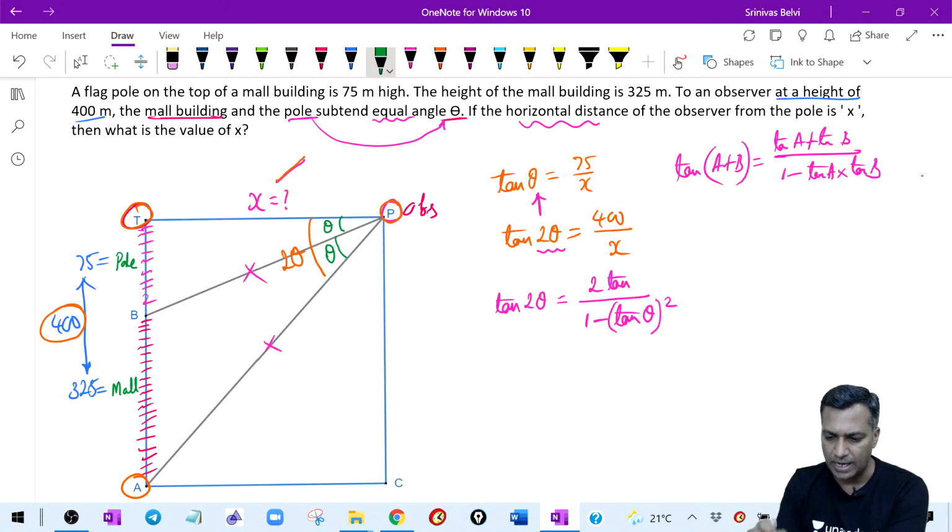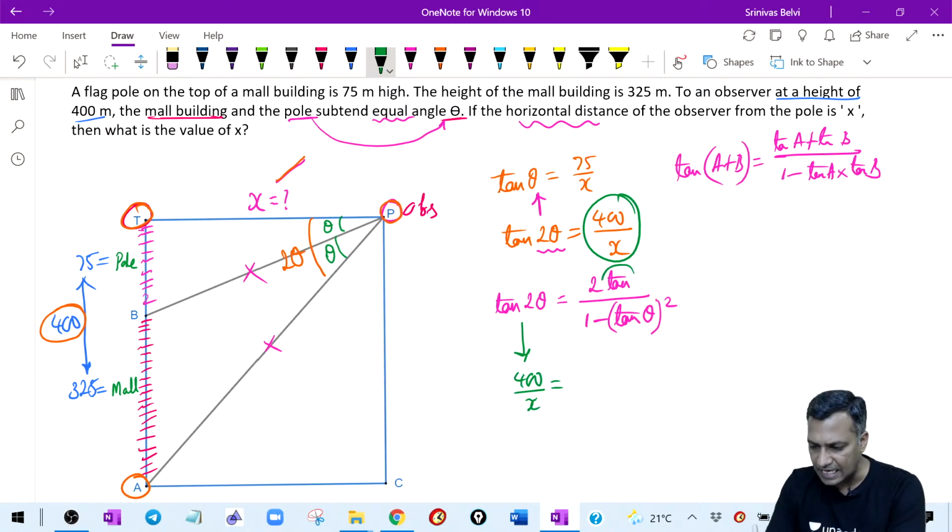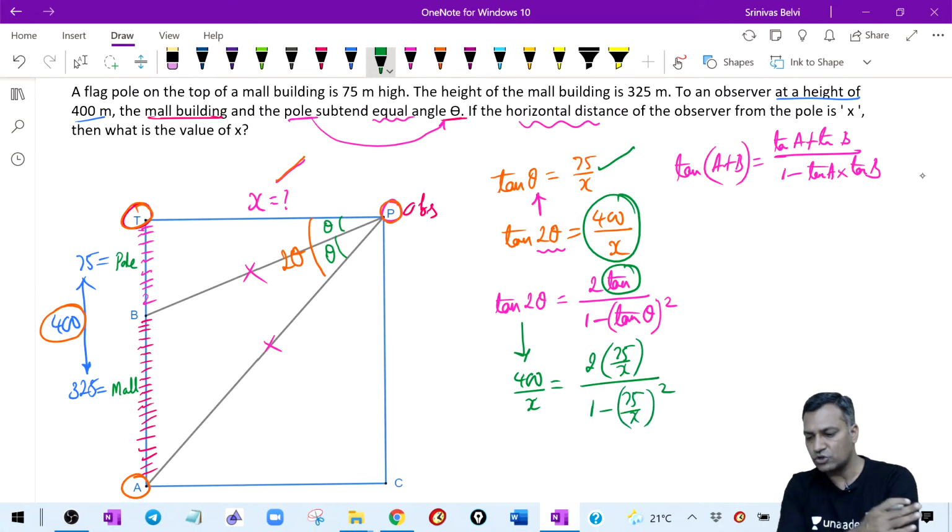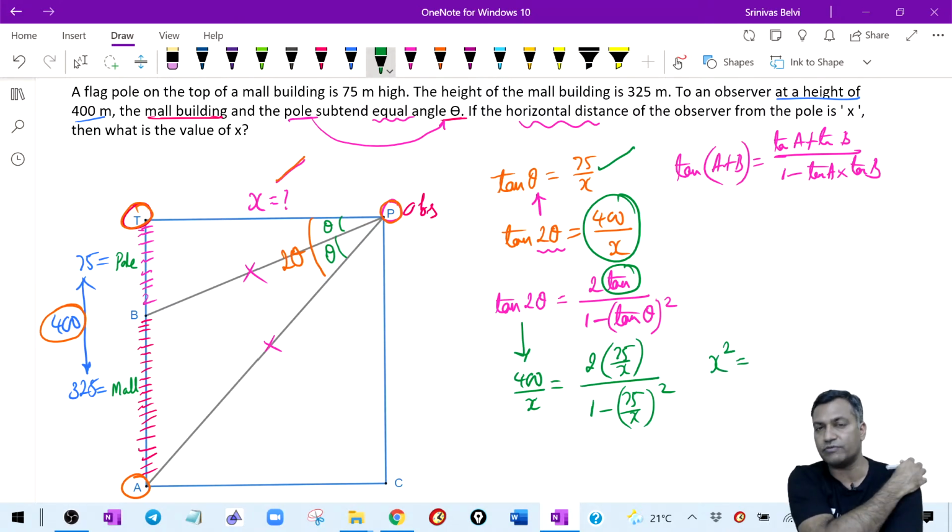Now here you come back and substitute. What is the value of tan 2 theta? 400 divided by X. What is tan theta? We know the value is 75 by X. Therefore, 2 times 75 by X, the whole thing divided by 1 minus 75 by X whole square. So I may have to simplify this and get the value of X square.